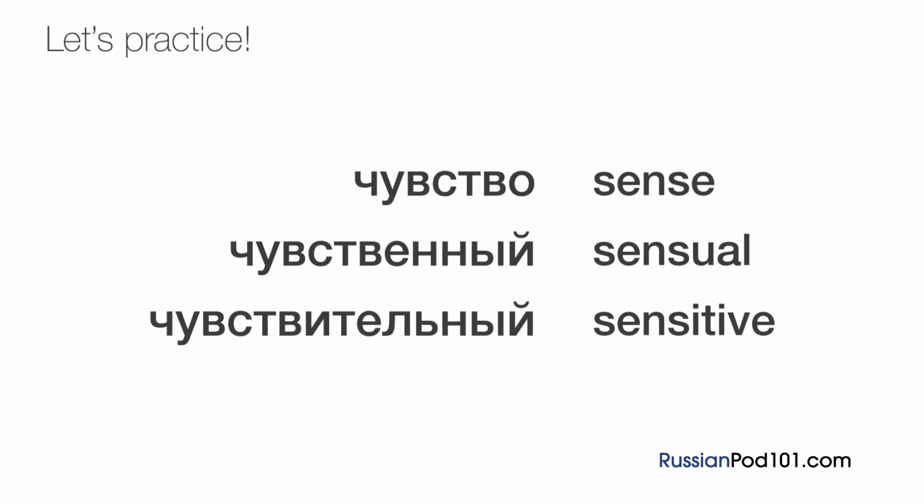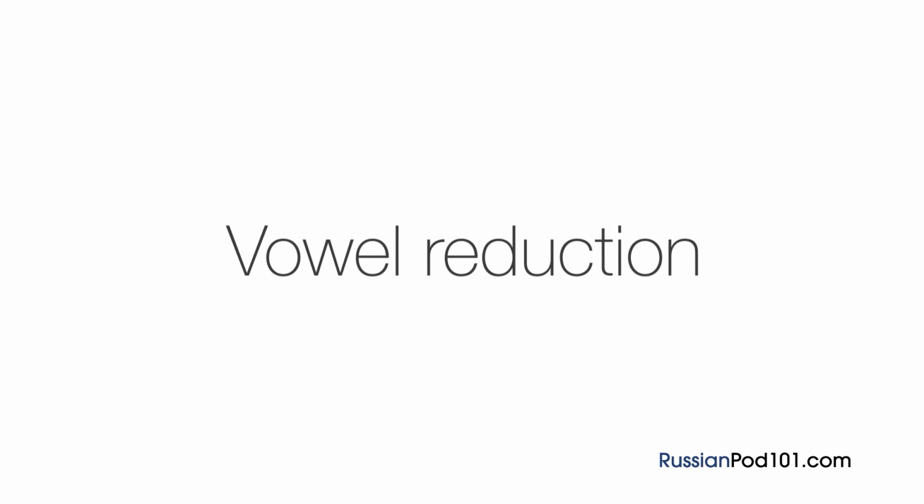While there are stress rules in Russian, they are often so complex and littered with exceptions that you cannot reliably use them. The only surefire way to ensure that you stress the right syllable is to check with a dictionary that indicates stress, or better yet, listen to native speakers and imitate how they say it. Now that you've learned about stress in Russian, let's move on to vowel reduction.